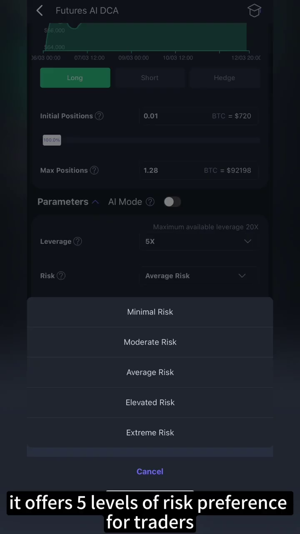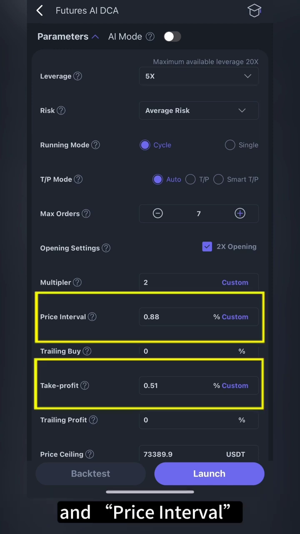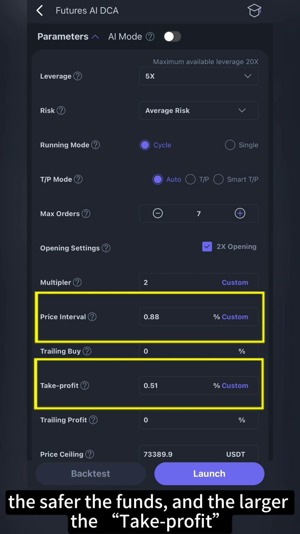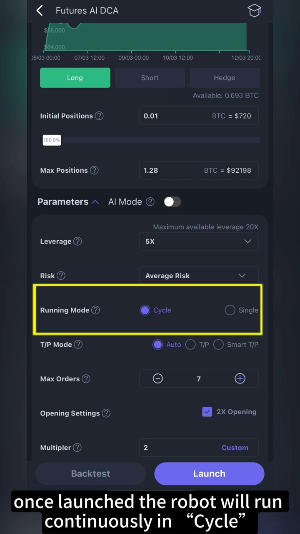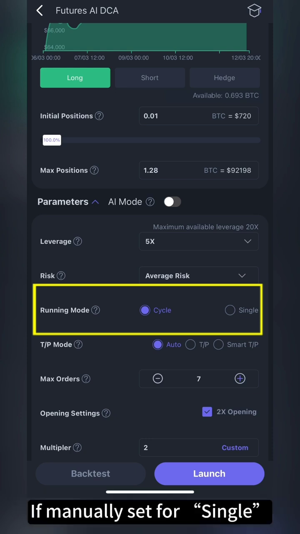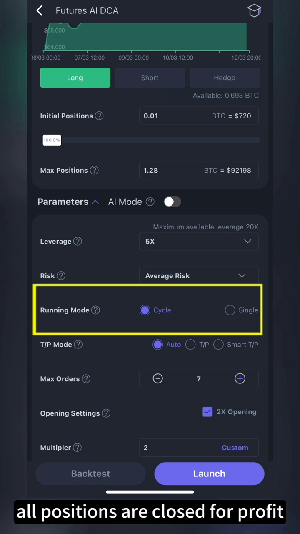Additionally, it offers 5 levels of risk preference for traders. Risk level directly affects the calculation of take profit and price interval. The lower the risk level, the safer the funds, and the larger the take profit and price interval. Once launched, the robot will run continuously in cycle. If manually set for single, it will stop running after all positions are closed for profit.